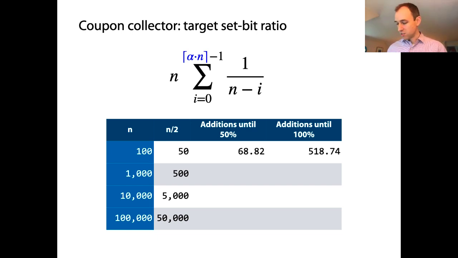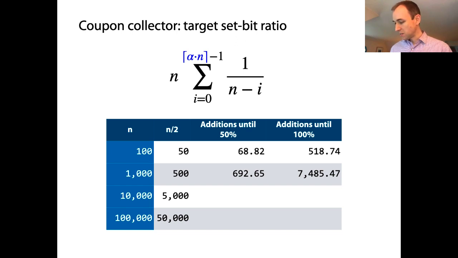Okay, so let's go down now to a larger Bloom filter. Our Bloom filter has 1,000 bits, so half set bits would be 500 set bits. How many additions until 50% full? Seems like it's going to be something like 10 times this number. So let's try it. Okay, so it's a little bit more than 10 times that number. Okay, now what goes here? Is it going to be 10 times that number? It's more. So it's clearly substantially more than 10 times that number.